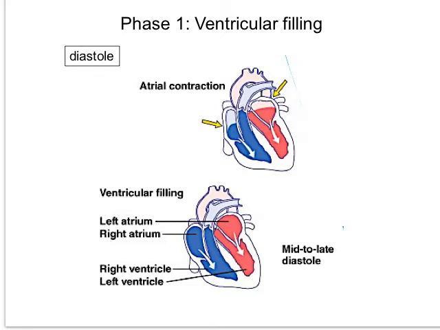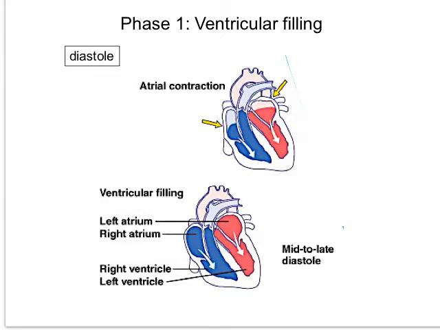MCB 32. This is a video about the cardiac cycle. We are going to start with phase 1. This is when the ventricles are in diastole. There's two diagrams here of the heart. We're going to look first at the one on the bottom down here.